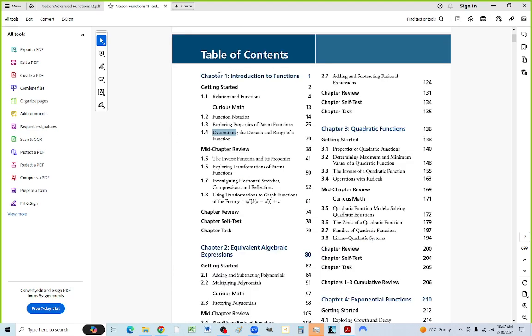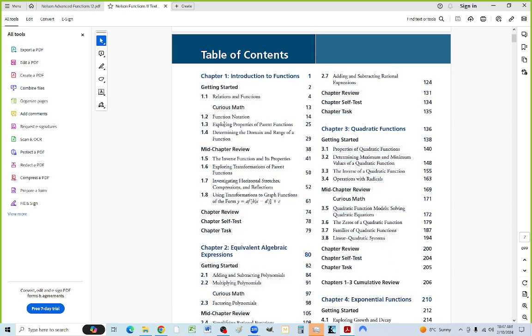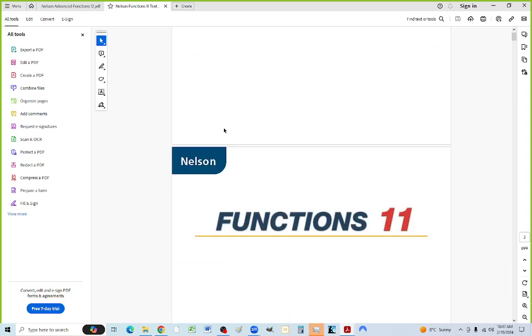If you have a table of contents, you can compare it to this one. If you have a cover, it'll look like this. Just say functions 11. Let's see.